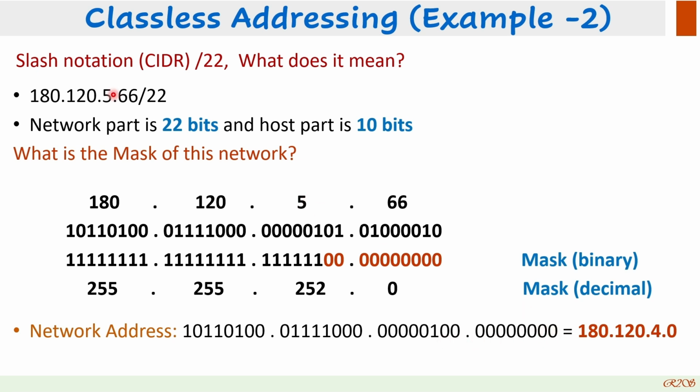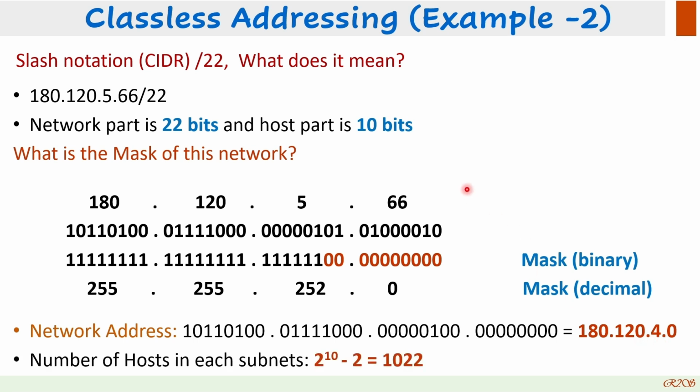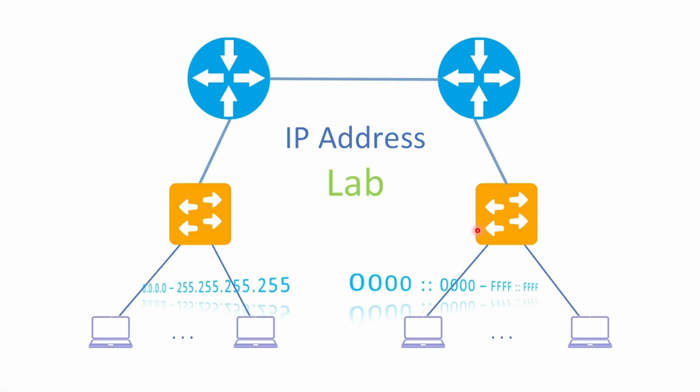So what is the network address of this IP address? The network address of this IP address is 180.120.4.0, because 100 is 4 and this part is 0. So now the network address is 180.120.4.0, and the number of hosts we can get in each network is 2 to the power 10 minus 2, which is 1022.